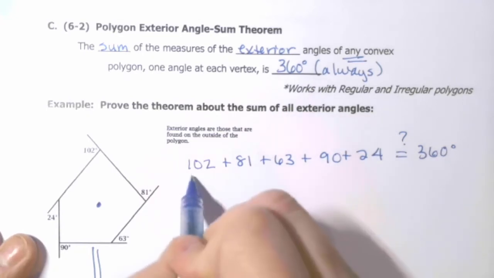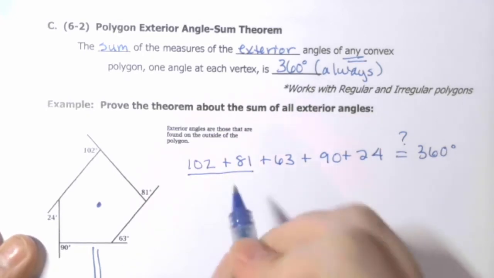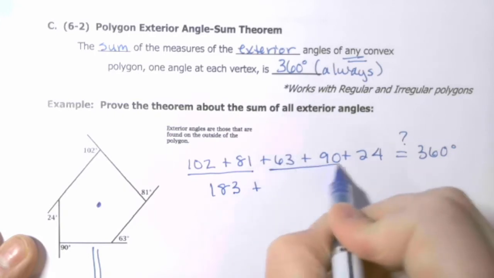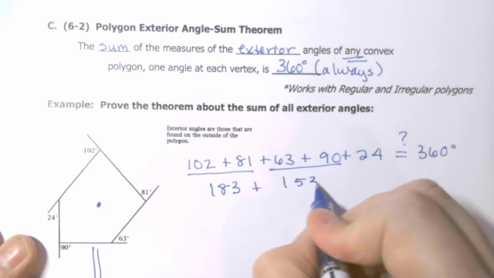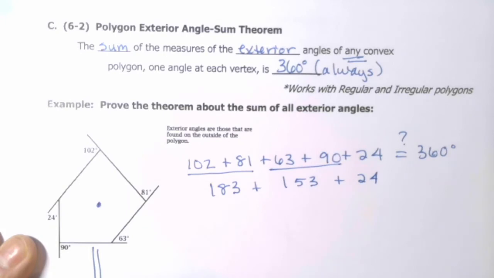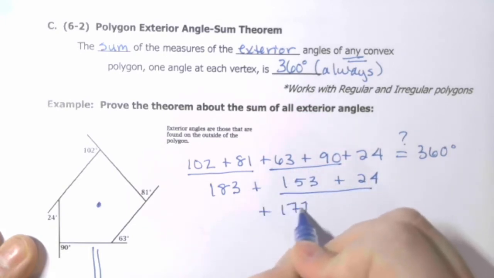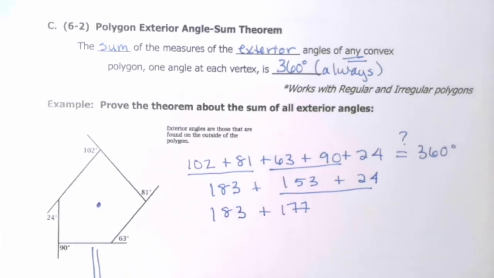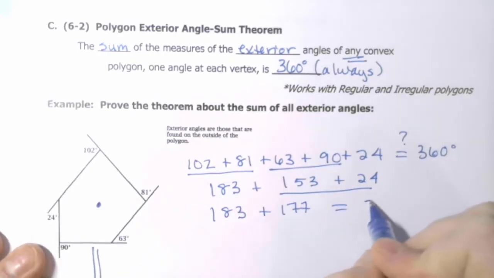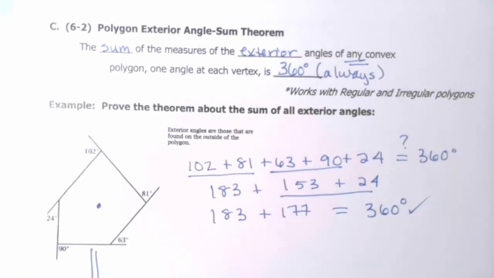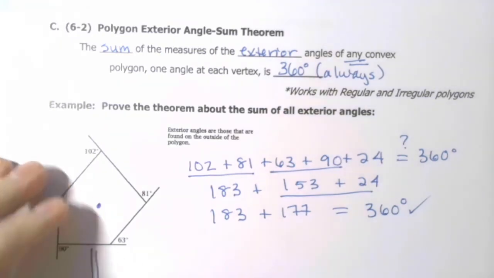All right, let's chunk this. 102 plus 81 is 183. 63 plus 90 is 153. 153 plus 24 is 177. And 183 plus 177 equals 360 degrees. So yes, the theorem is true. All the exterior angles add up to 360 exactly.